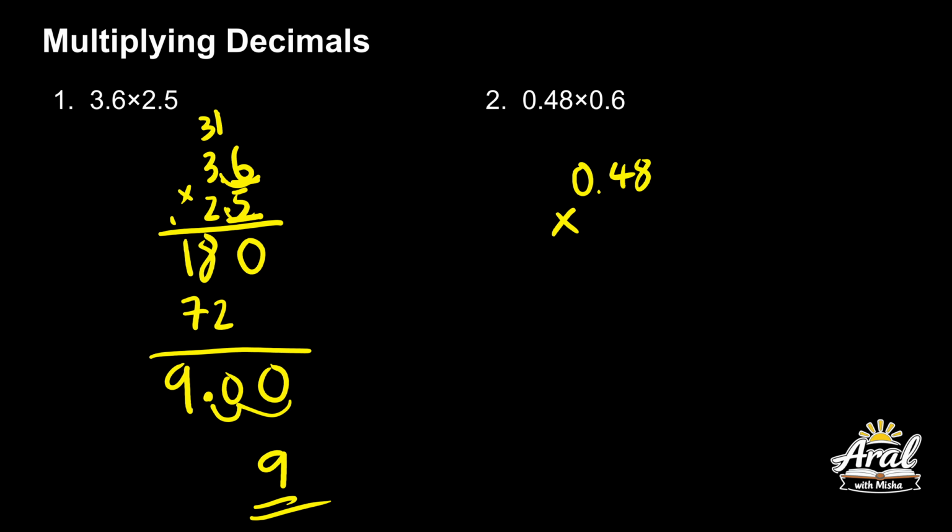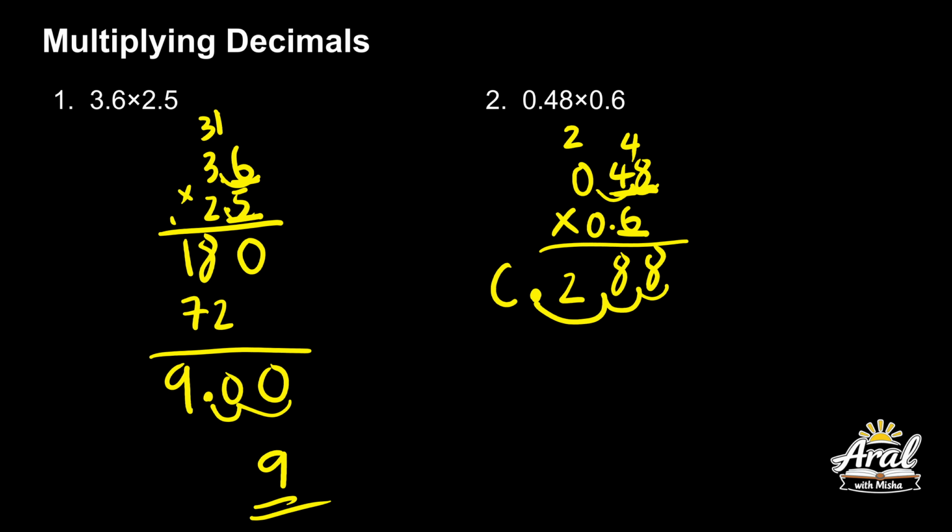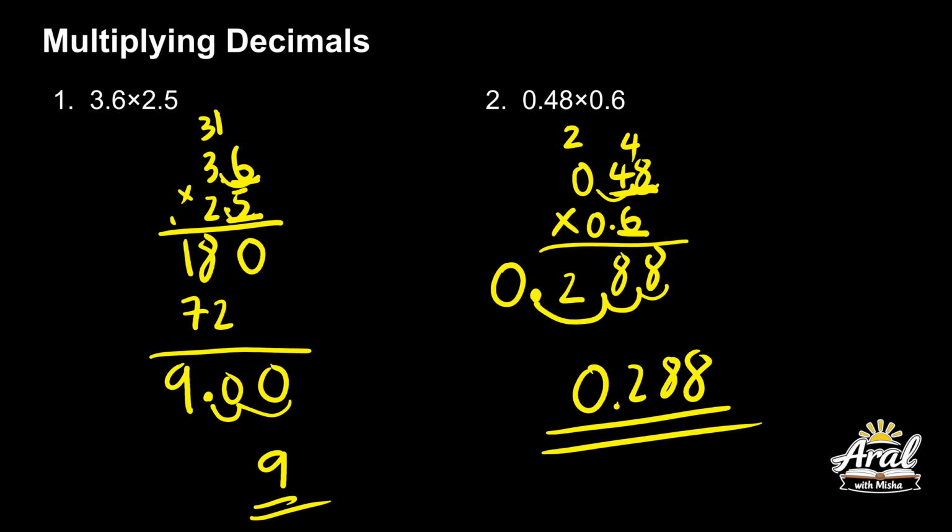0.48 multiplied by 0.6. Okay? 6 times 8, 48, 24, 28, 6 times 0 is 2, 0, 2. Then count the decimal places. 1, 2, to the right 1, 2, 3. Okay? So, 1, 2, 3. So, dito yung decimal. So, 0.288. So, this is your answer. Okay?